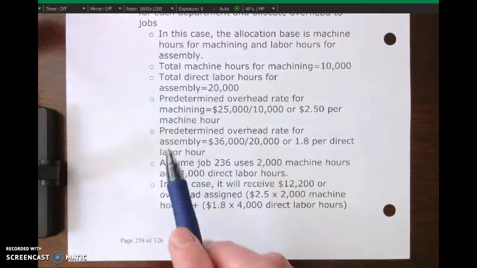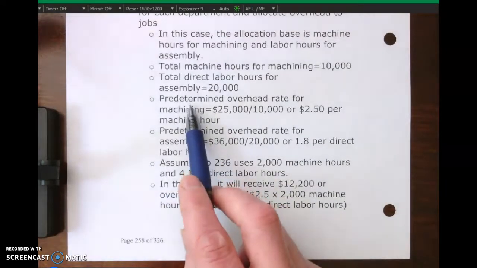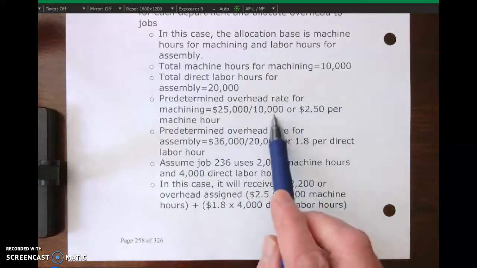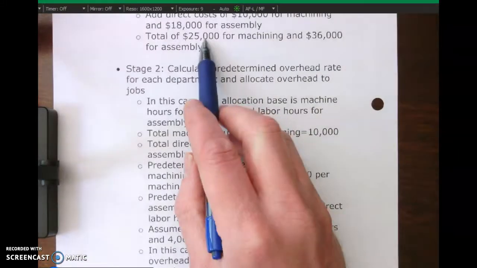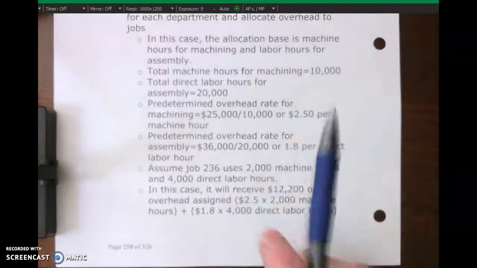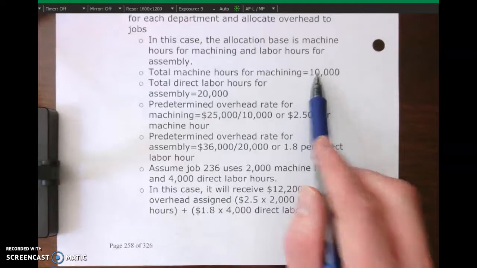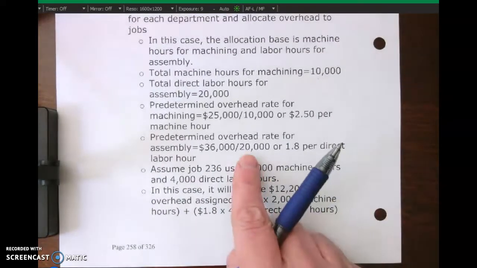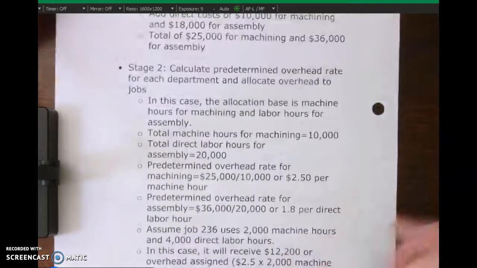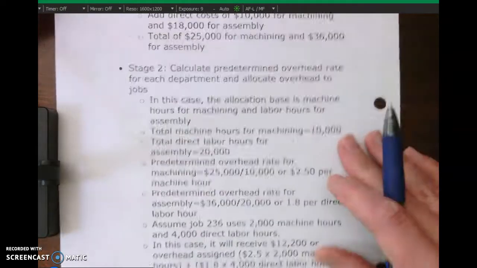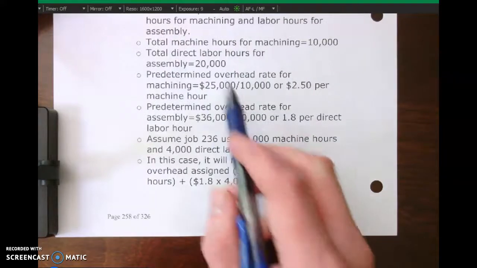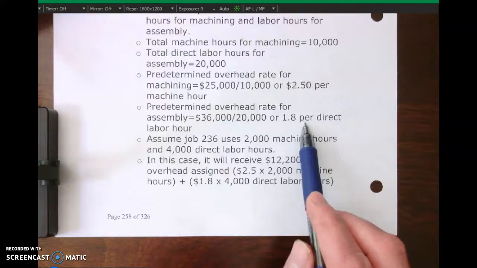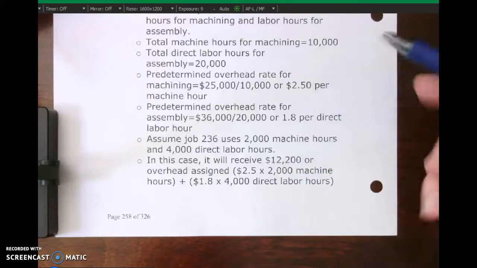When we think back to job order costing, the first thing we do is calculate our predetermined overhead rate. How do we do that? We take estimated overhead divided by estimated allocation base. Estimated overhead for machining divided by my estimated allocation base for machining gives me $2.50 per machine hour. I repeat the same process for assembly, where I take my $36,000, which is my total overhead, divided by my 20,000 direct labor hours for assembly: $1.80 per direct labor hour. So this is our overhead rate.